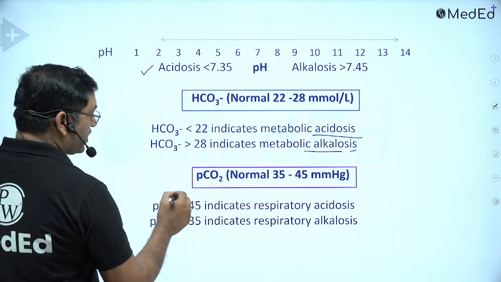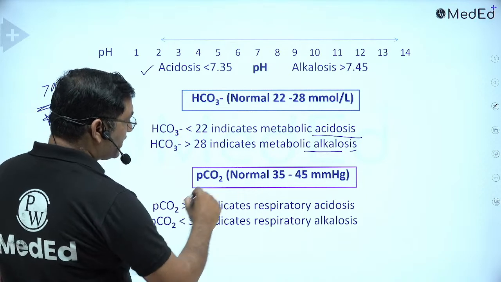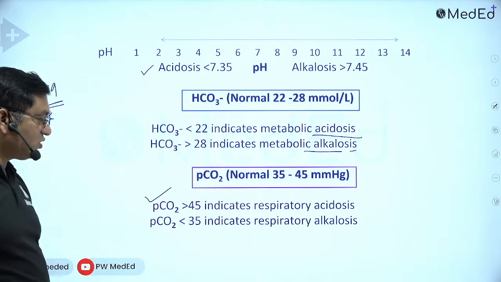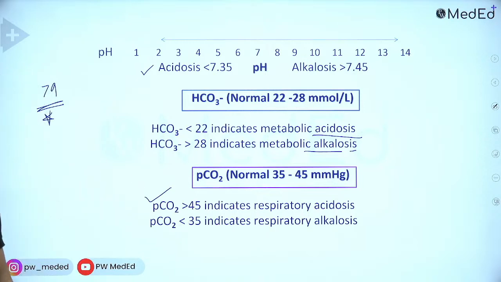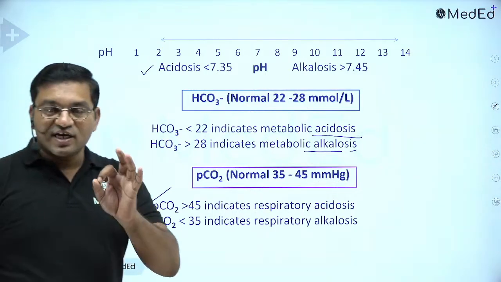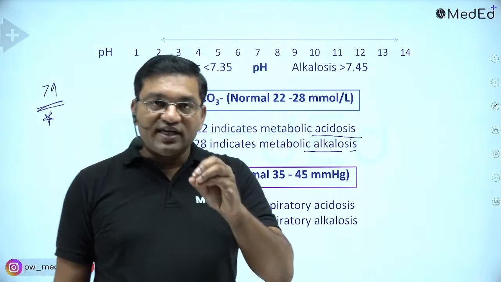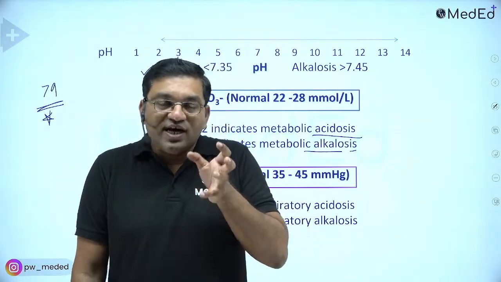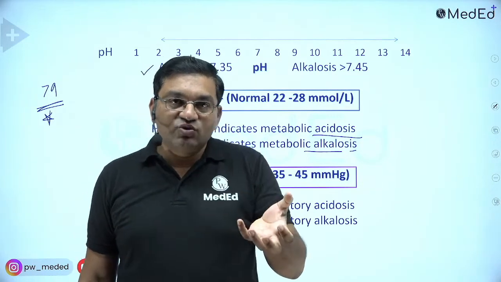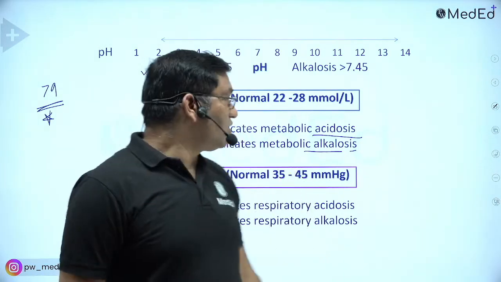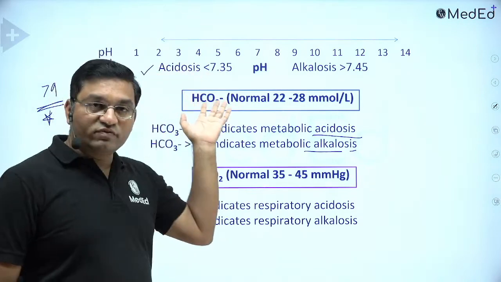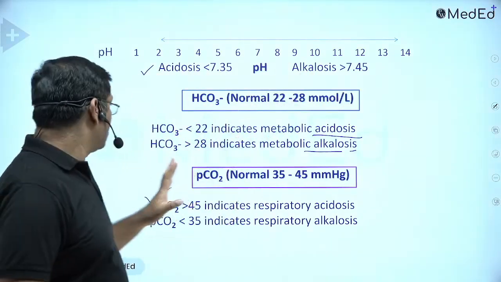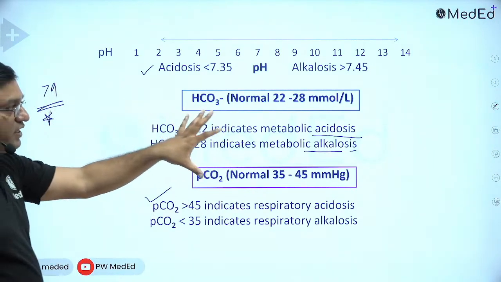PCO2, the carbonic acid: if PCO2 increases, acid increases, so acidosis. PCO2 increase means respiratory acidosis, PCO2 decrease means respiratory alkalosis. Bicarbonate means base: if bicarbonate decreases, acidosis; if it increases, alkalosis. CO2 means carbonic acid: if carbonic acid increases, acidosis; if it decreases, alkalosis. pH below 7.35 is acidosis, above 7.45 is alkalosis. Okay, these are the important points related to this.